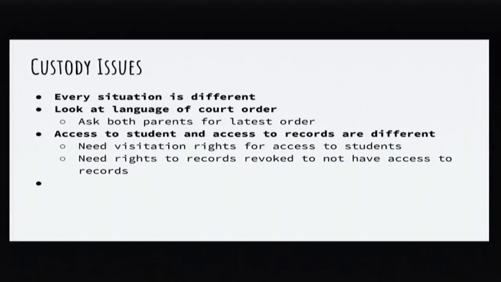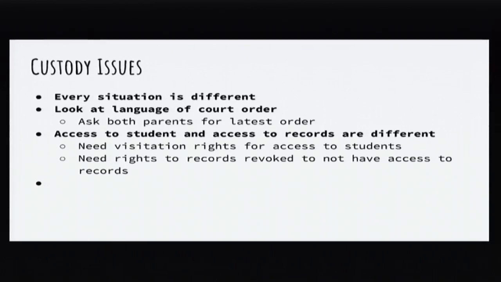So I always tell people to ask both parties, whether it's parents, grandparents, whoever it is, ask both parties for the latest court order. They should have them. If they don't, they can ask their attorney, but we need to know the latest. Sometimes I'm able to look the court case up and pull it directly, but a lot of times if they're involving extremely sensitive issues, the court will seal that and I don't have access to it. So ask both parties. They need to provide the latest court order.